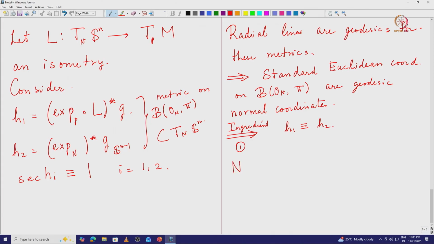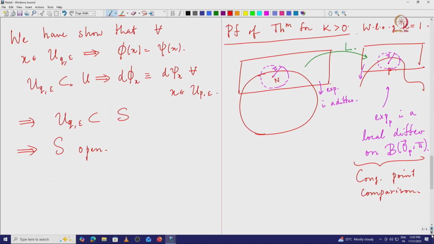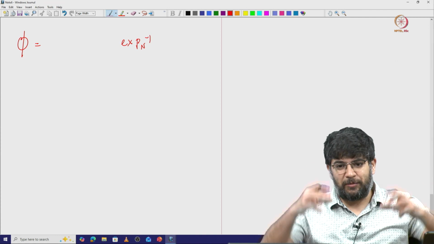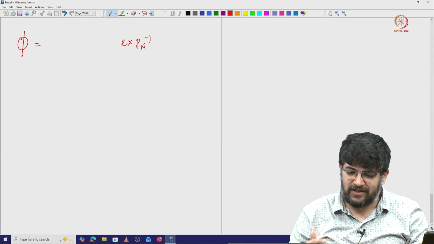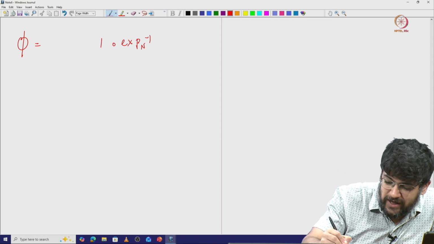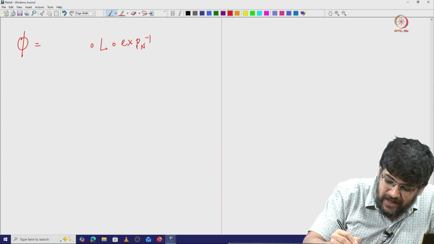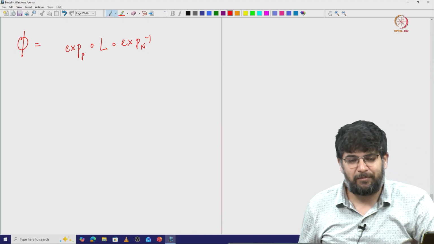So, now consider the following. We consider the map phi from Sn minus the south pole to M given by the following. So, phi, you take the exponential map at the north pole, that is a diffeomorphism from the ball of radius pi to Sn minus S. So, you can invert that map, you then compose it with this isometry to get something in the tangent space at M, and then compose it with the exponential map at P.